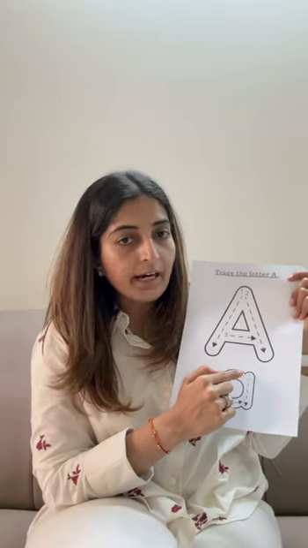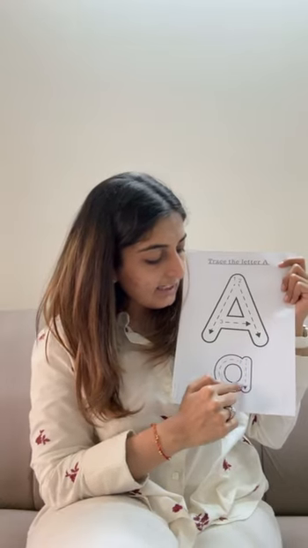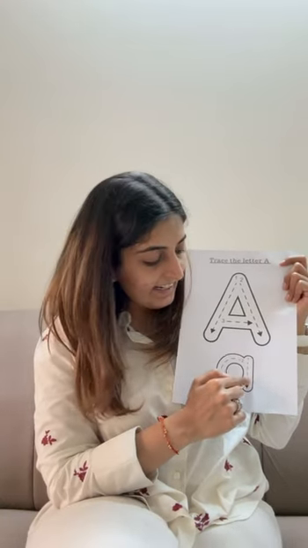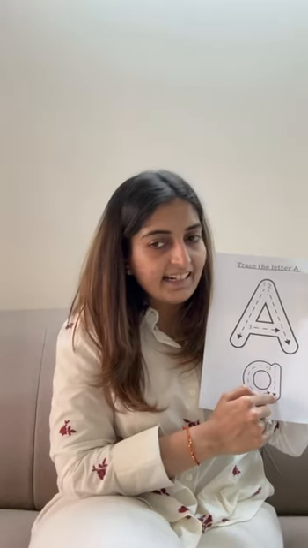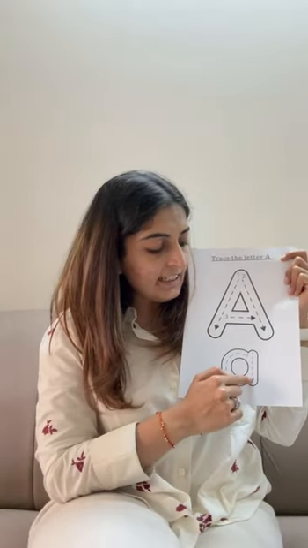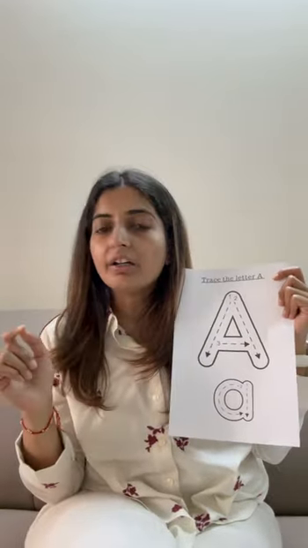And how do you write a small letter A? A small half C and a standing line. A half C and a standing line. After you finish this worksheet, you can color it with your favorite color.